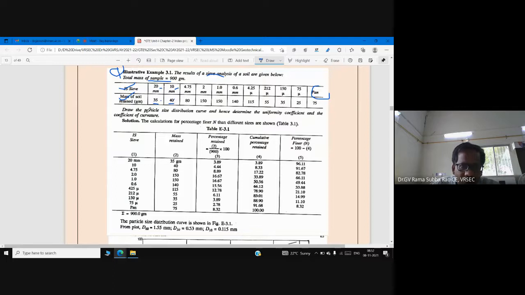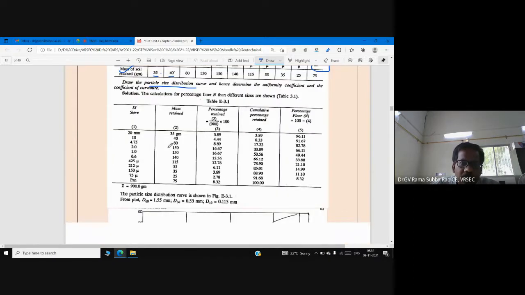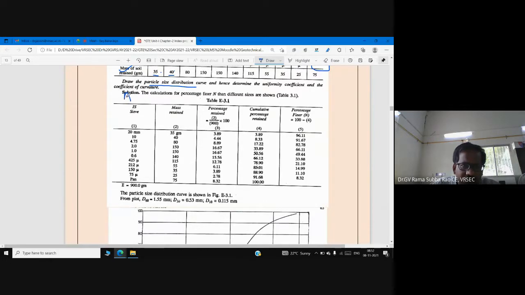Now we need to draw the particle size distribution curve, which is also called the grain size distribution curve, and ultimately we have to determine Cu and Cc, the uniformity coefficient and coefficient of curvature. Now let us start answering this question.